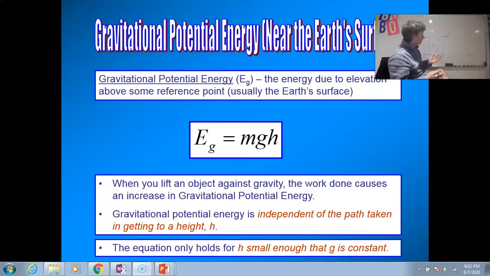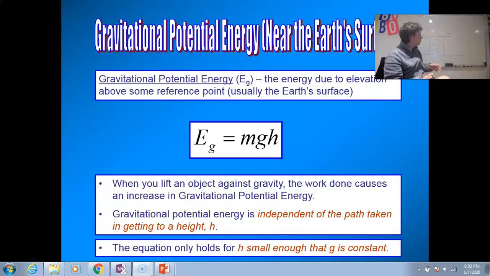However, you could also choose the height of the table to be 0, in which case the gravitational potential energy of that apple is also 0. So why would you choose one over the other? Well, it depends on the problem. And here's what I mean.